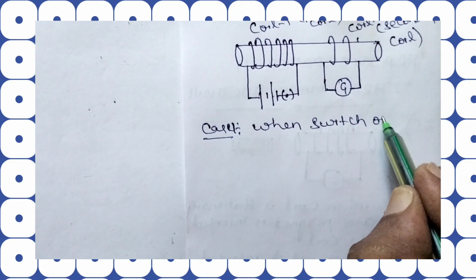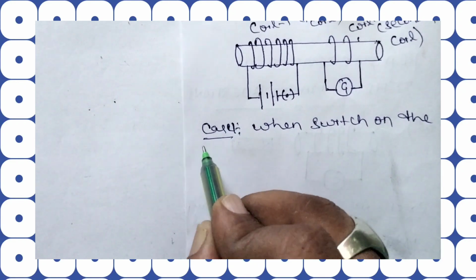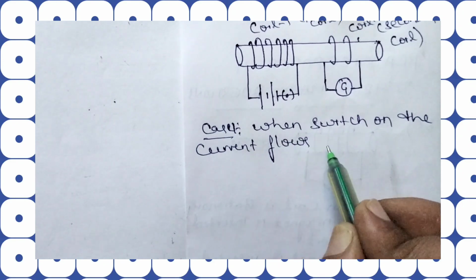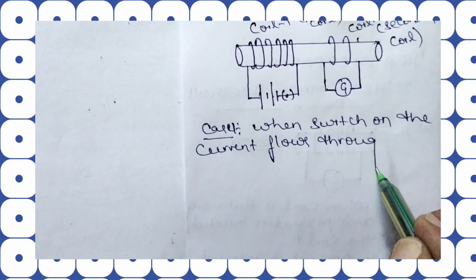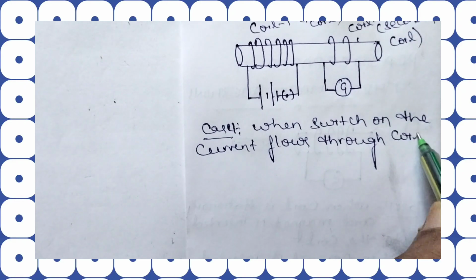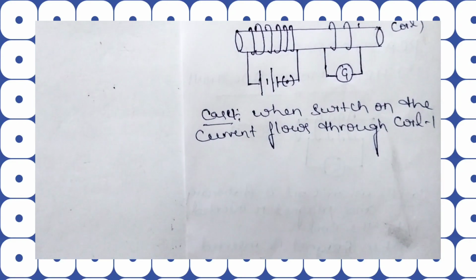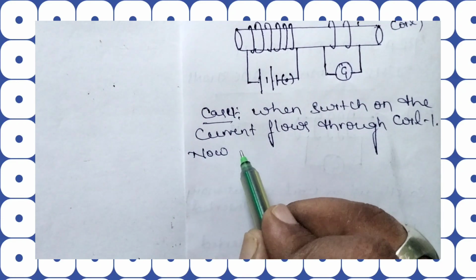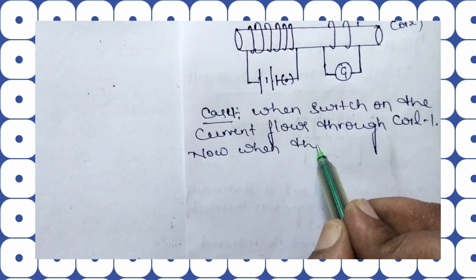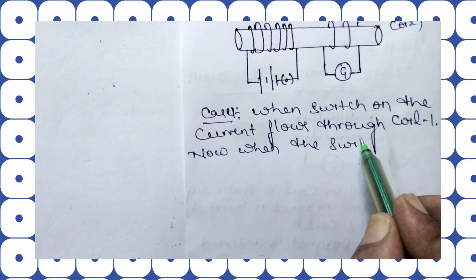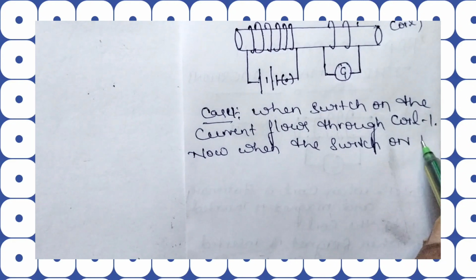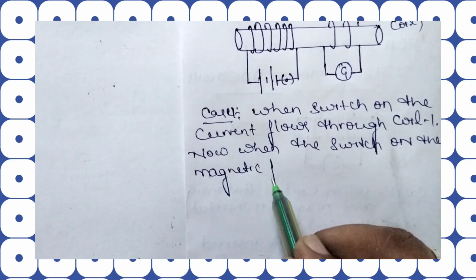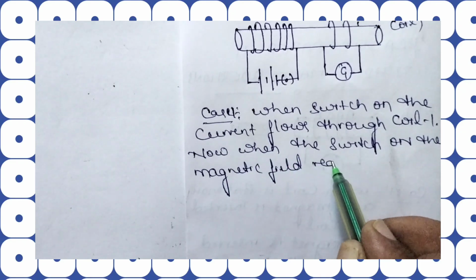When the switch is on, the current flows through coil 1. The current flows through coil 1. Now when the switch is on, the magnetic field reaches from 0 to maximum.